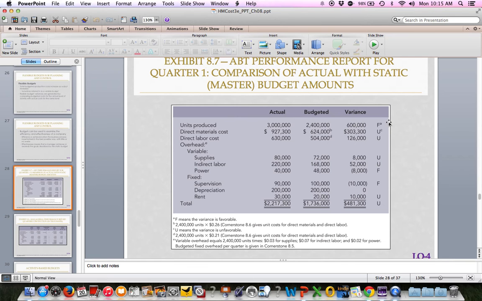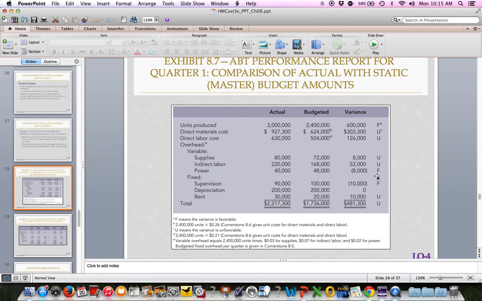I made 600,000 more units than I thought I would, so obviously I'm going to spend more on direct materials and more on direct labor. It's just the way it's going to be, and therefore my overhead's going to be higher, and so on. So a lot of things here are unfavorable, which is what we expect if we built 600,000 more units than planned for. Most of my variances will be unfavorable.